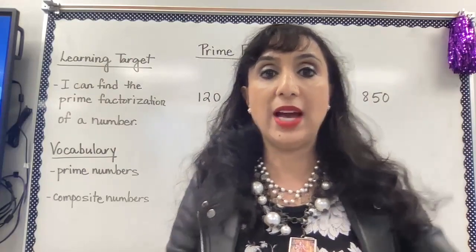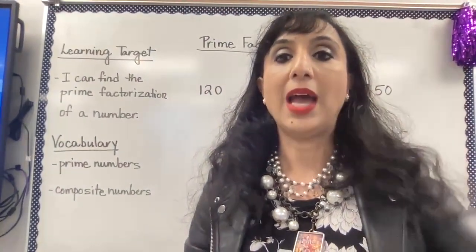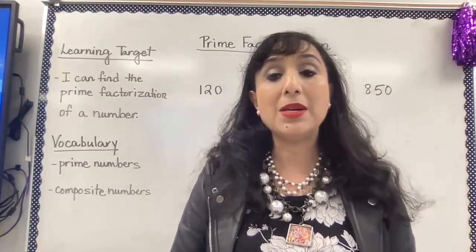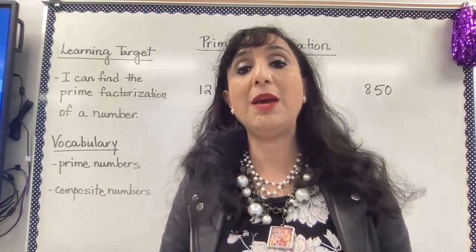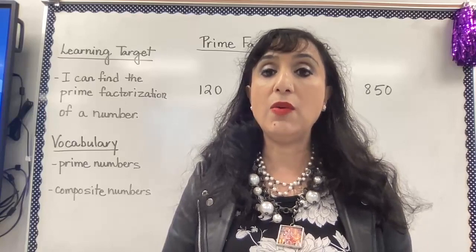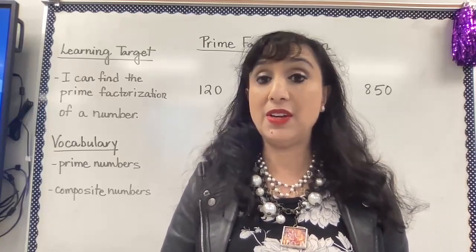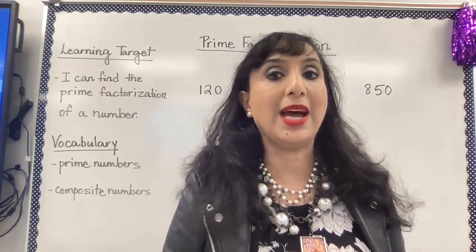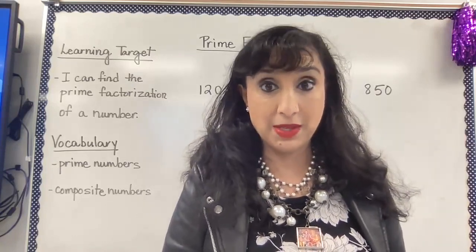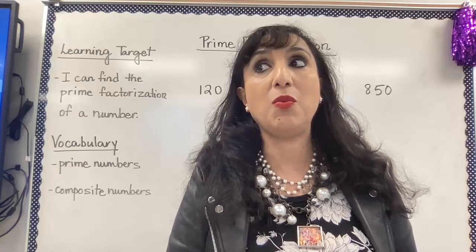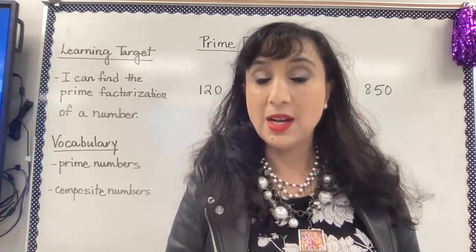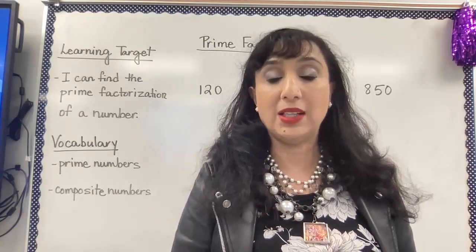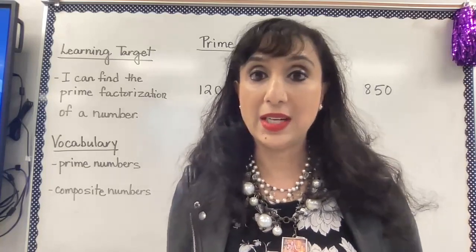And the vocabulary that we are going to be learning are prime numbers and composite numbers. Okay, so let's look at prime numbers and composite numbers. So prime numbers are numbers that are divisible only by itself or one. So only when I multiply, or the opposite of division, it would be multiplication, so only if I multiply one times that number, I get that number. So those are prime numbers. Whereas composite numbers, we can multiply several whole numbers, not just one and itself, to get a composite number.